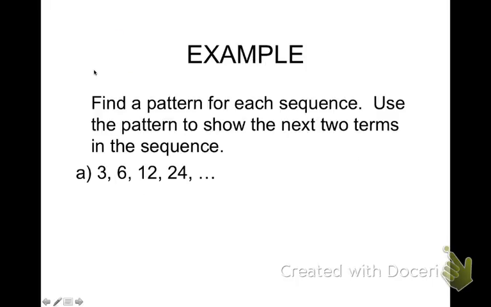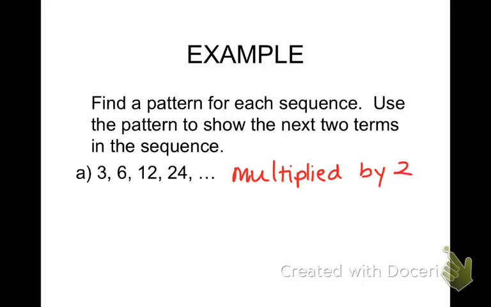If we look at the first one, the number pattern, you did this last year in algebra. You probably looked at different types of sequences and wrote up the formulas and the equations for the sequences. But let's see if we can figure out the pattern without that. 3, 6, 12, 24. What's happening? Everything is being multiplied by 2.